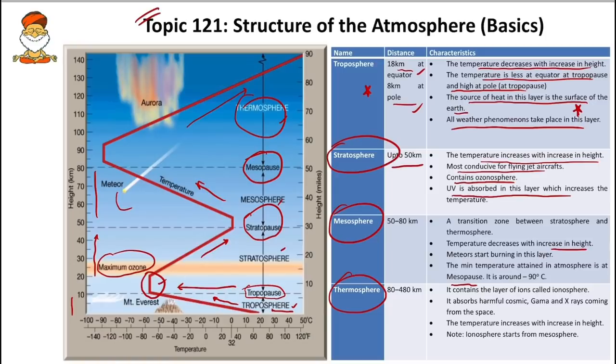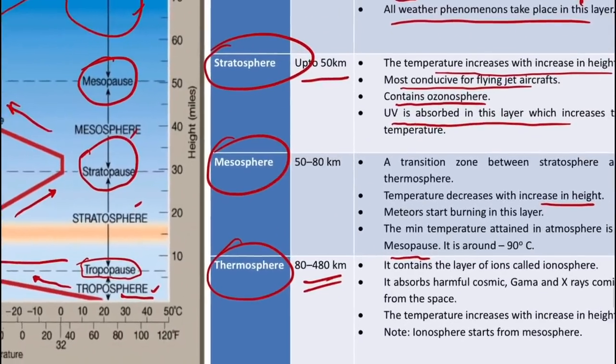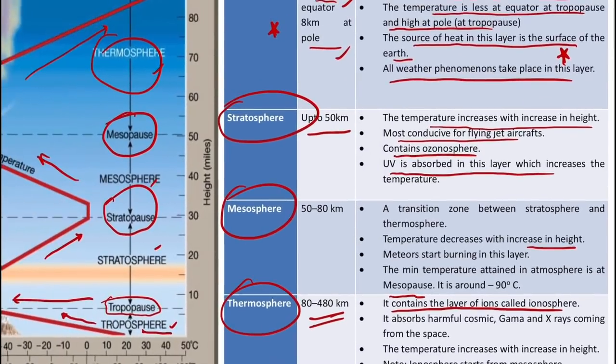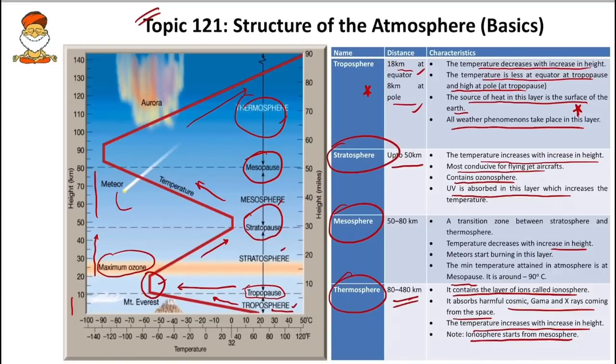Next is the thermosphere. The thermosphere is usually 80 to 480 kilometers, and the first important point we have to know is that it contains the layer of ions called the ionosphere. Note that even though the ionosphere starts from the mesosphere, the thermosphere is the layer where there are a lot of ions, and where we find the ionosphere, and it absorbs all harmful cosmic, gamma and X-rays coming from space. And in the thermosphere, temperature increases with increase in height, as you can see in the figure.